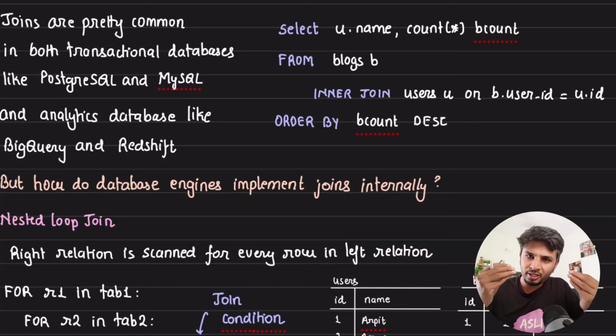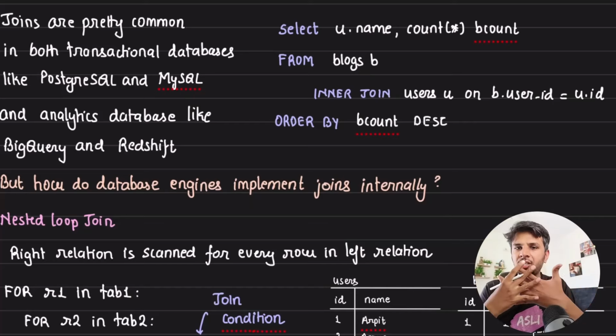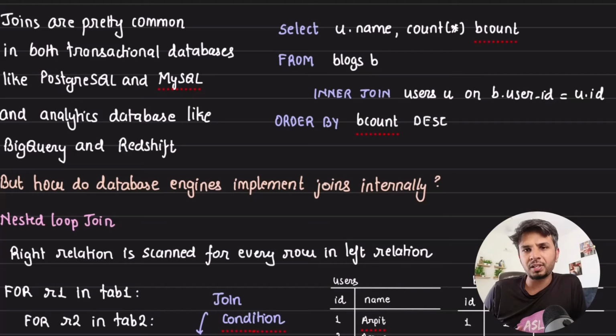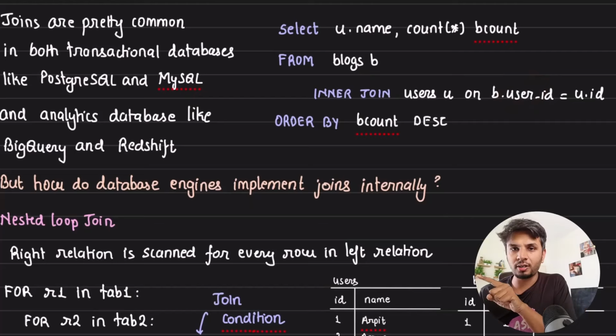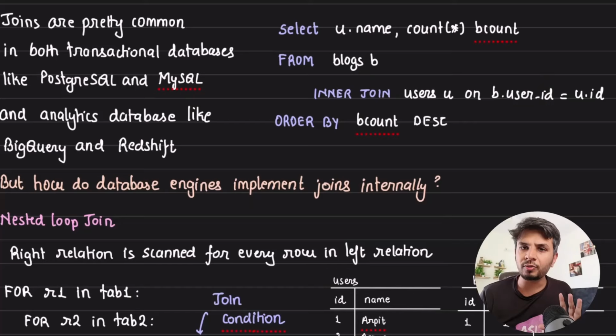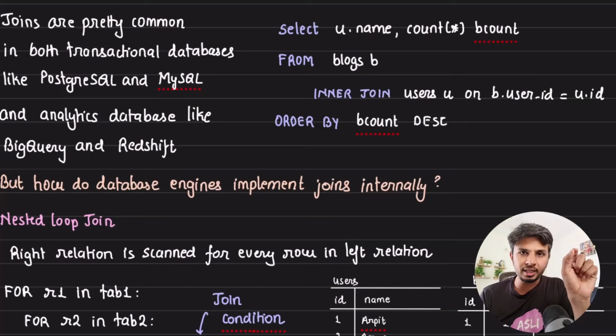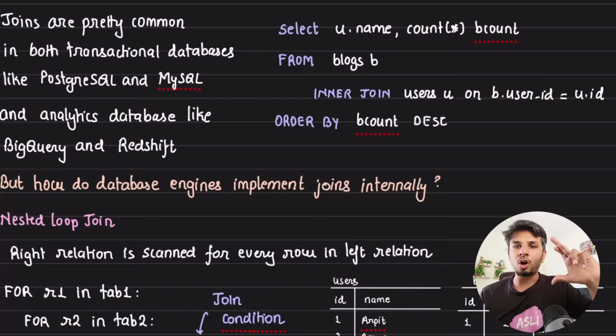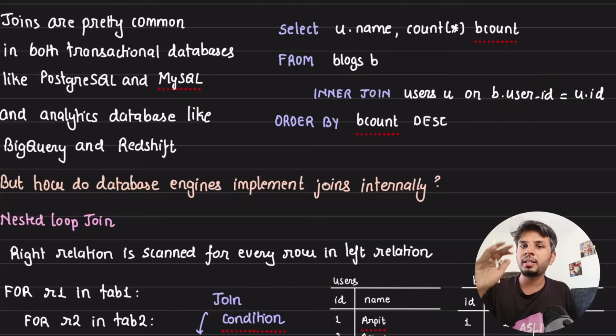But in this one, we'll go in depth into the algorithms that it uses when we give it a join query. Now, let's take a simple example to understand it across all algorithms. Let's say I am building a blogging website. I have a blogs table in which all the blogs are listed. Each blog has a column called user ID to tell who wrote that particular blog, and I have a users table. What I want to do is fire a simple query which says, for each user, the number of blogs they published, ordered by the total number of blogs in descending order.